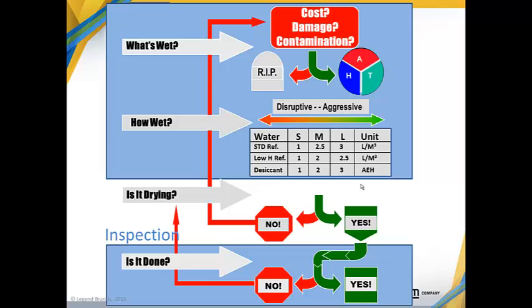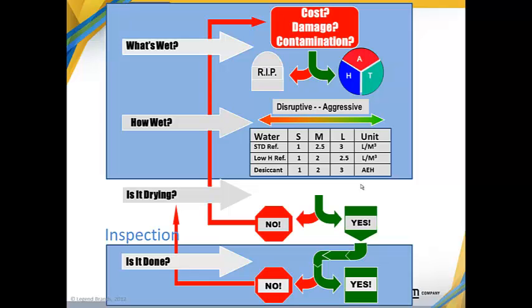Once we know what we're going to restore, we continue the inspection and determine exactly how wet those building materials are. That begins the drying process. Then in the middle of the chart, we'll talk about that in a moment, we monitor. Then we come back in and finally inspect to determine that it's done, that we've achieved appropriate moisture levels in all of the building materials that we were drying.